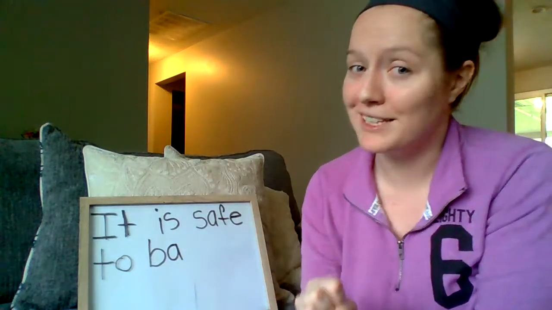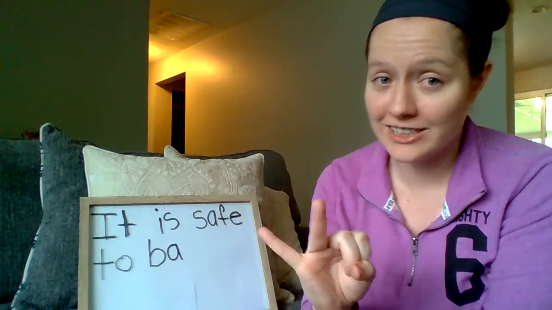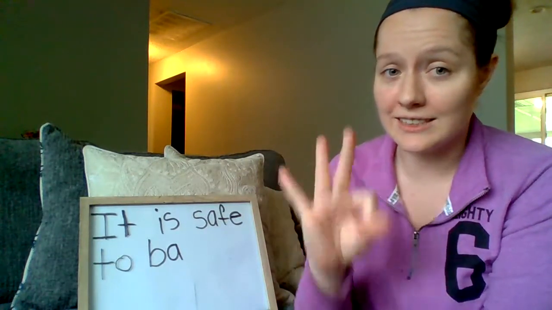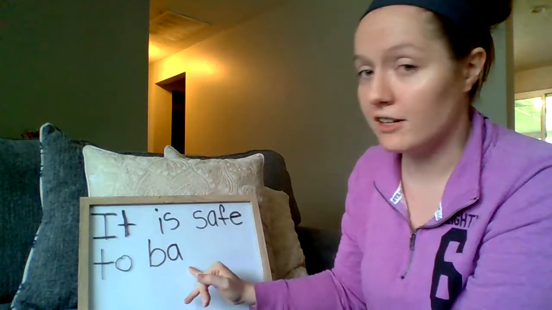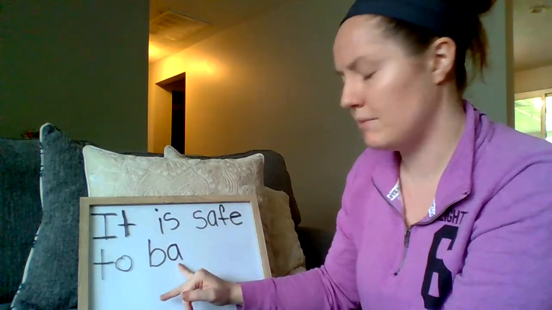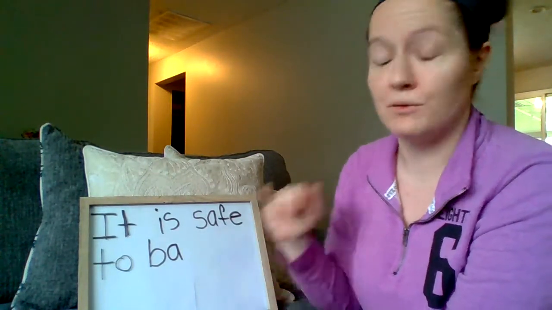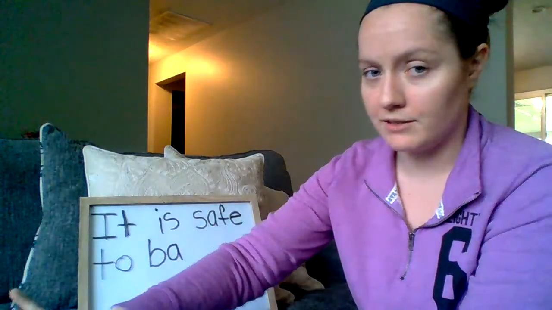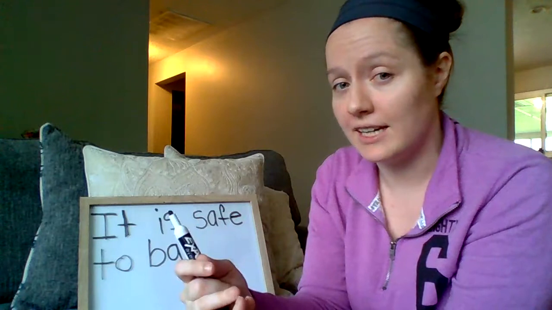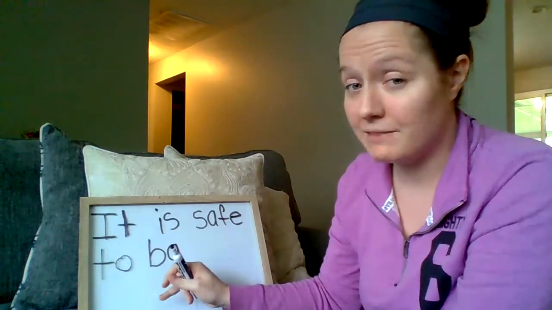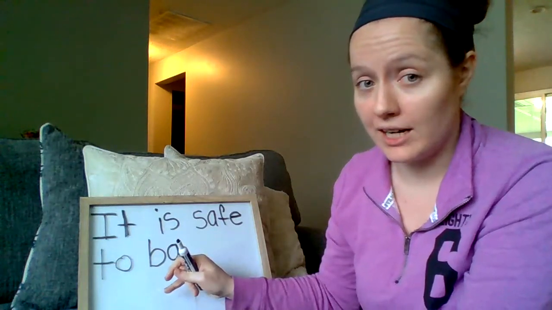What are they saying with me? C says K, K says K, C-K says K. So to figure out what K we're using, think about where we hear it. Beginning, middle, or end. So we hear it at the end. So right away we know C is not an option. Our two options we have left are K and CK. That's when we have to look at the vowel again. So B-A. Is this a long A or short A?